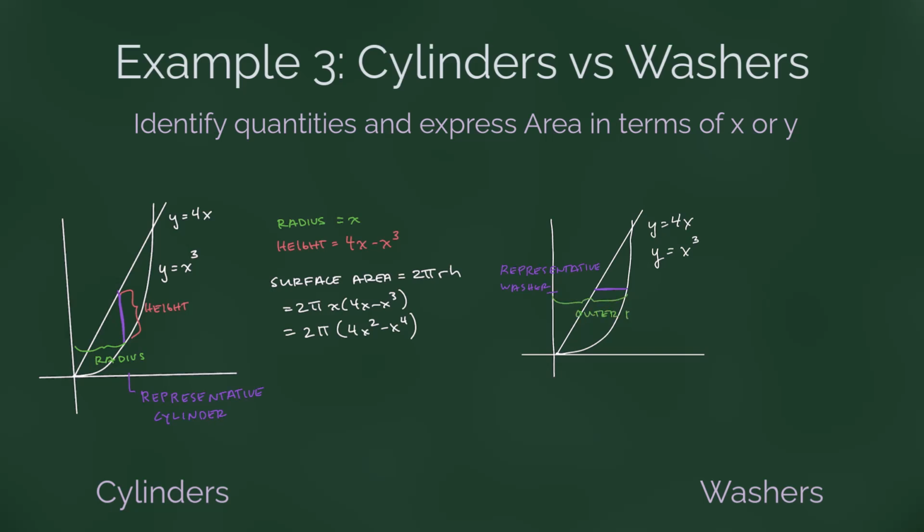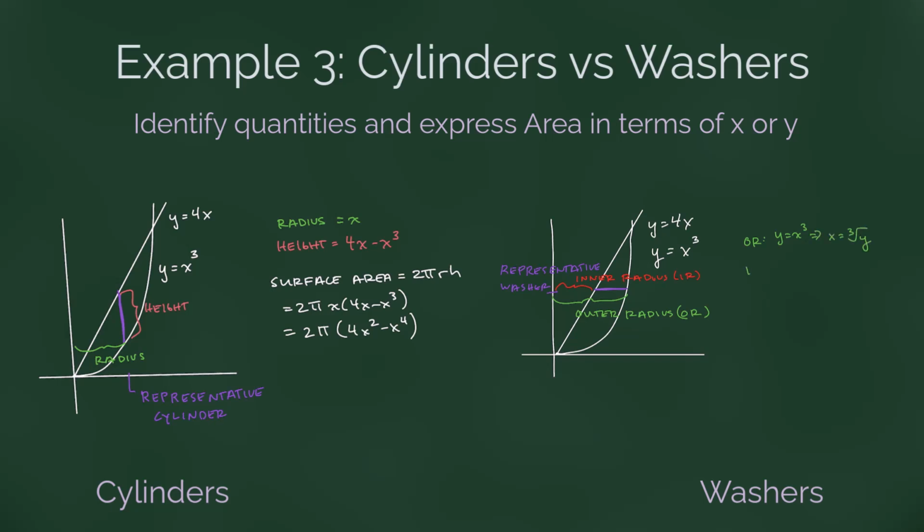We can see there that we have an outer radius that is related to our function y equals x cubed and an inner radius that is related to our function y equals 4x. However, for our washer method, we're going to be integrating with respect to y, so we're going to need to rewrite both of our functions as functions of x rather than functions of y.